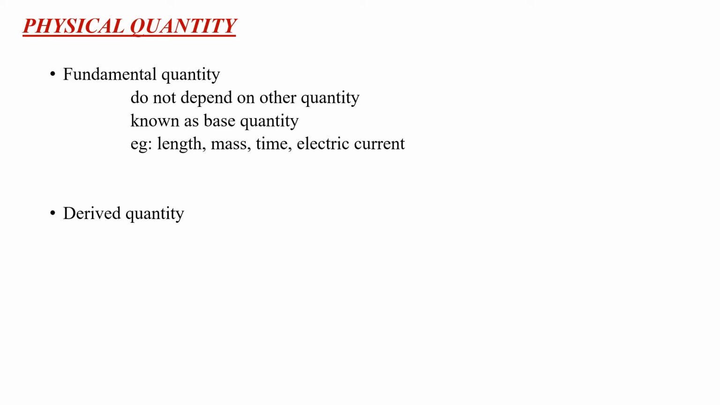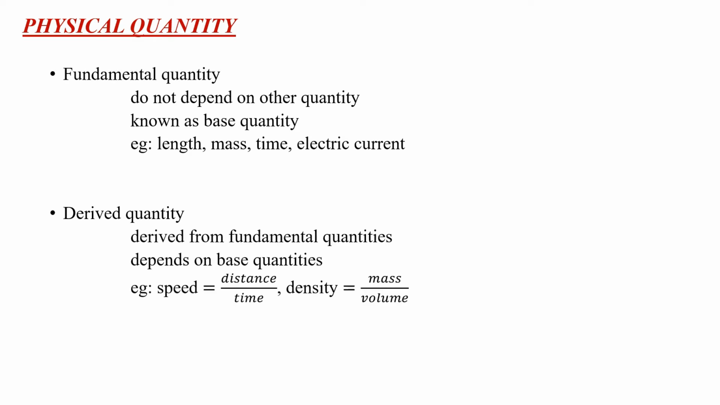And the quantity that can be derived or extracted from the fundamental quantity or a base quantity is called a derived quantity. That is, it is a dependent quantity. That is, derived quantity in the sense it depends on some fundamental quantities like length, mass, time, and all. For example, speed. Speed is a derived quantity.